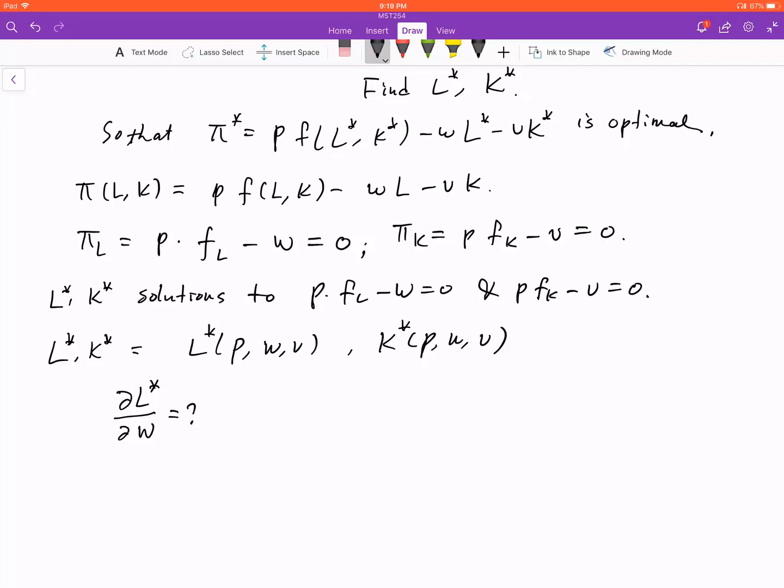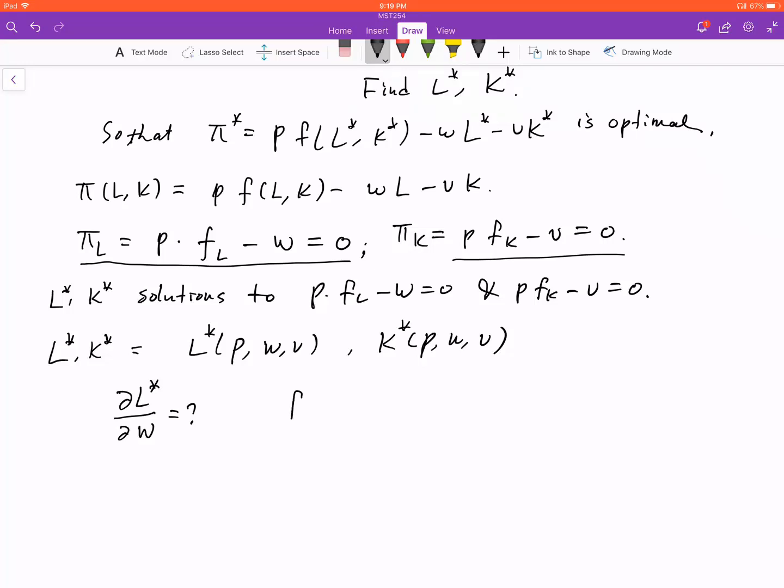Now, because our little f is unknown over here, we cannot solve L star explicitly and then take the derivative. What we can do is to look at where this L star and K star are from. They are solved from these two equations, this equation over here and this equation over here. L star and K star are hidden over there, and we can use implicit differentiation to find it. So how do we do that?